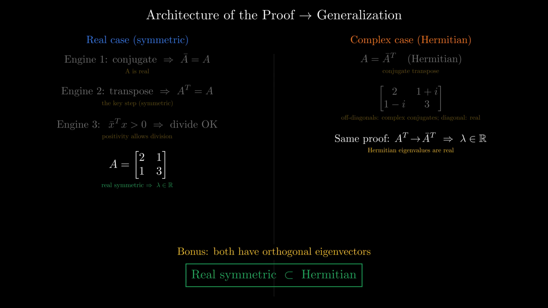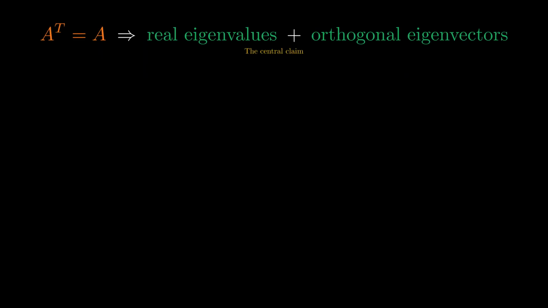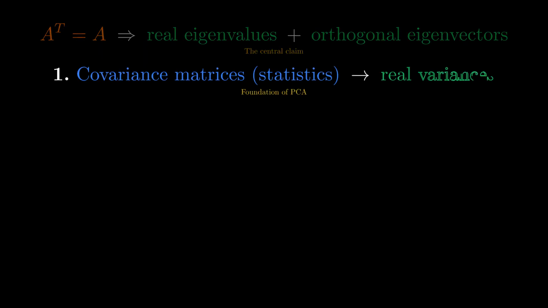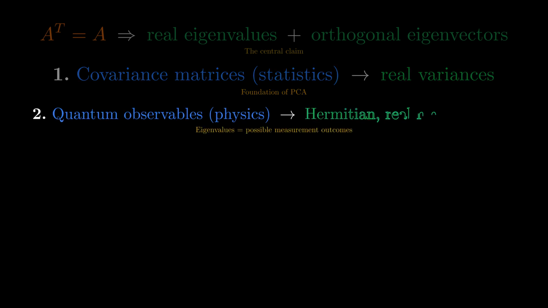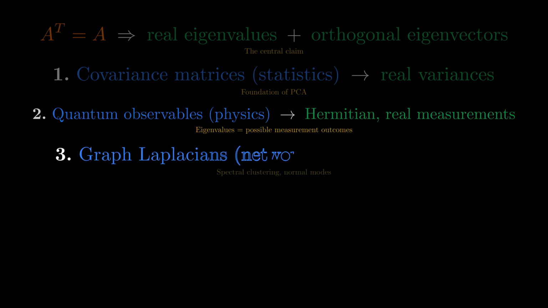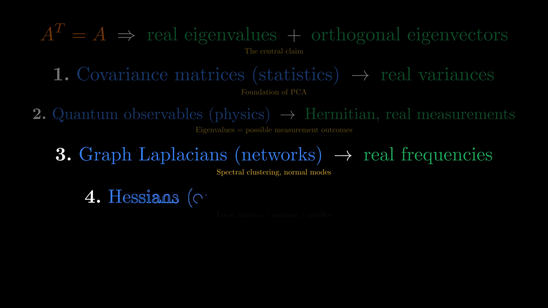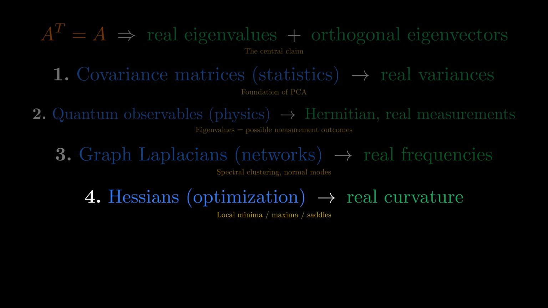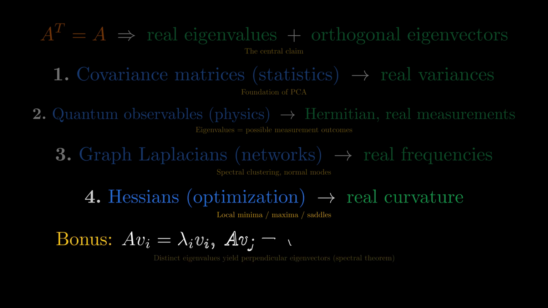Why should you care? Symmetric and Hermitian matrices appear everywhere real measurements live. Covariance matrices in statistics are symmetric with real variances. Quantum mechanical observables are Hermitian with real measurable values. Graph Laplacians are symmetric with real frequencies. Hessian matrices of second derivatives are symmetric with real curvature. In every case, the algebraic condition A transpose equals A, or its complex cousin, is what guarantees the numbers you compute are numbers you can actually observe.